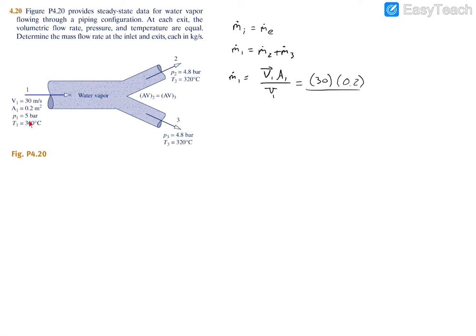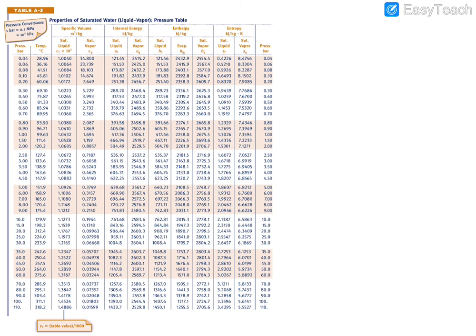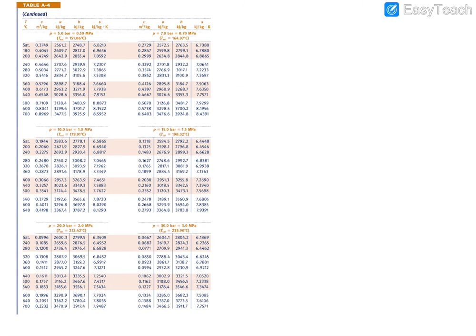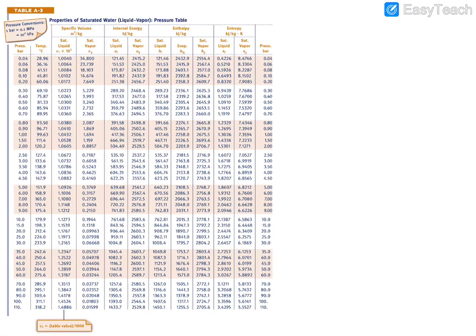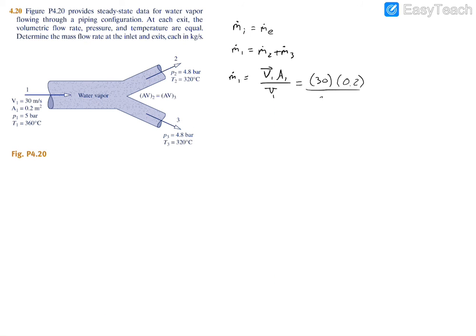So we're told we have 5 bar, 360C. Turn to table A3, go to 5 bar, and you have 151. So we were at 360C, so we're definitely superheated. Turn to table A4, go to 5 bar right over here, and we have 360 and 0.5796. So here's our specific volume, 0.5796.